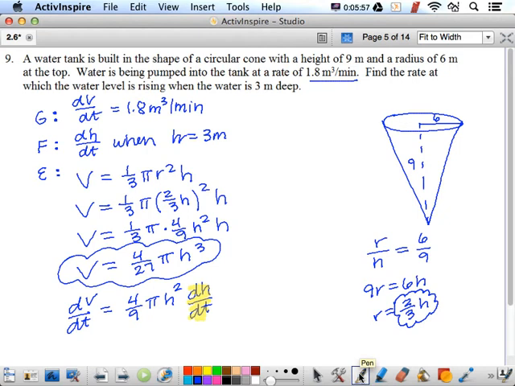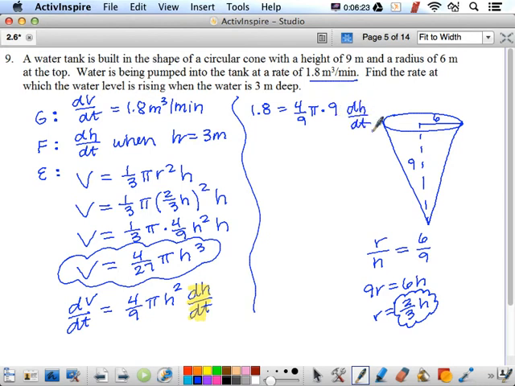That's what we're hoping to find. So we'll plug in our dV/dt. So we have 1.8. And I'm going to drop the units because to me it's just kind of stressful to track them. So I'm going to say 1.8 equals 4/9 pi times the height squared. So that would just be what? 3 squared would be 9 times dh/dt.